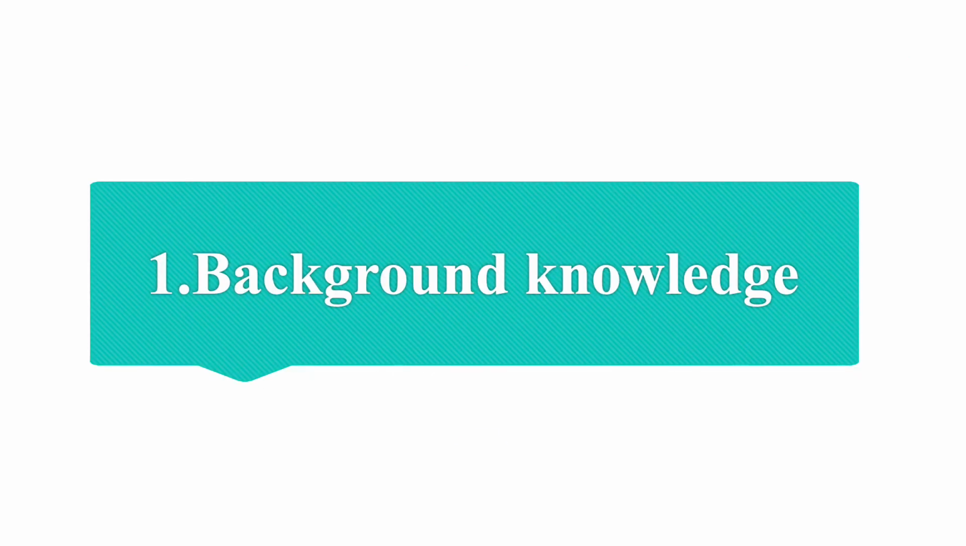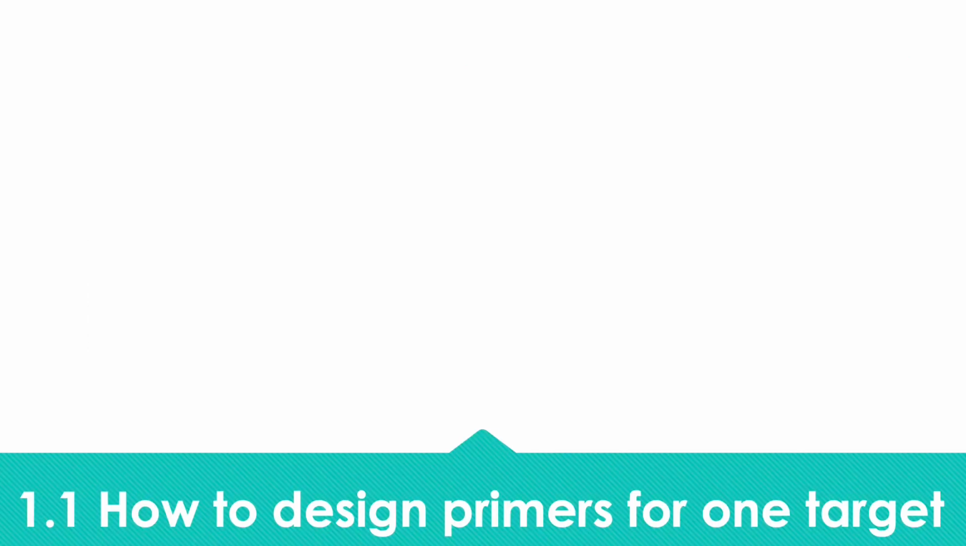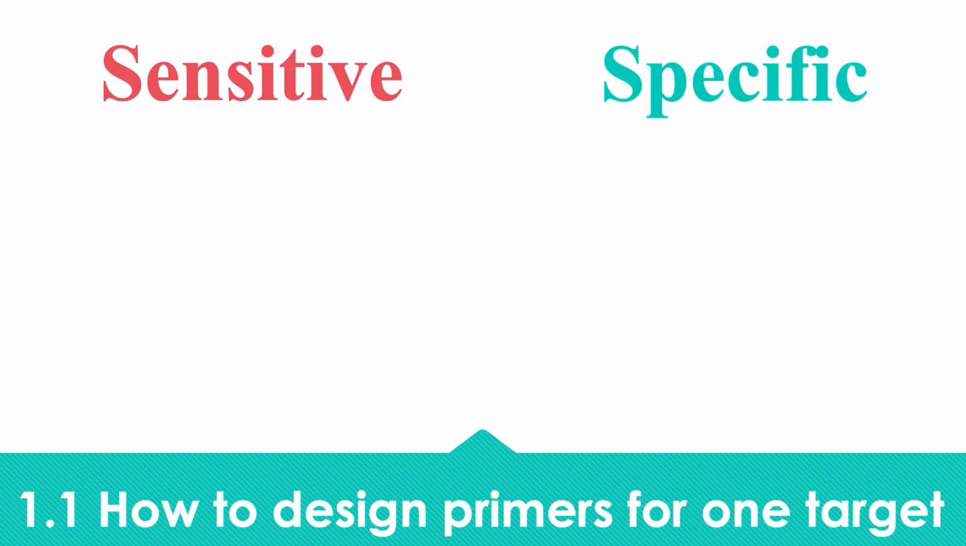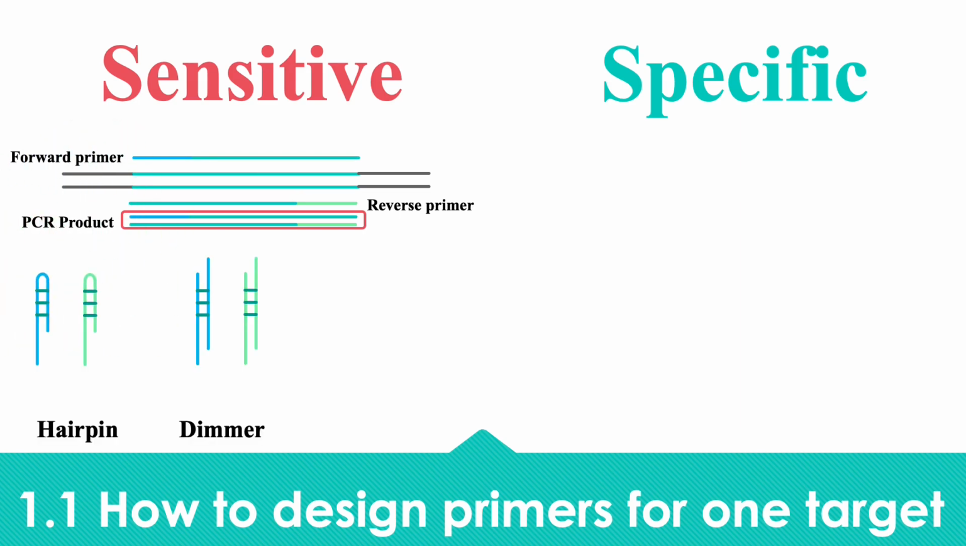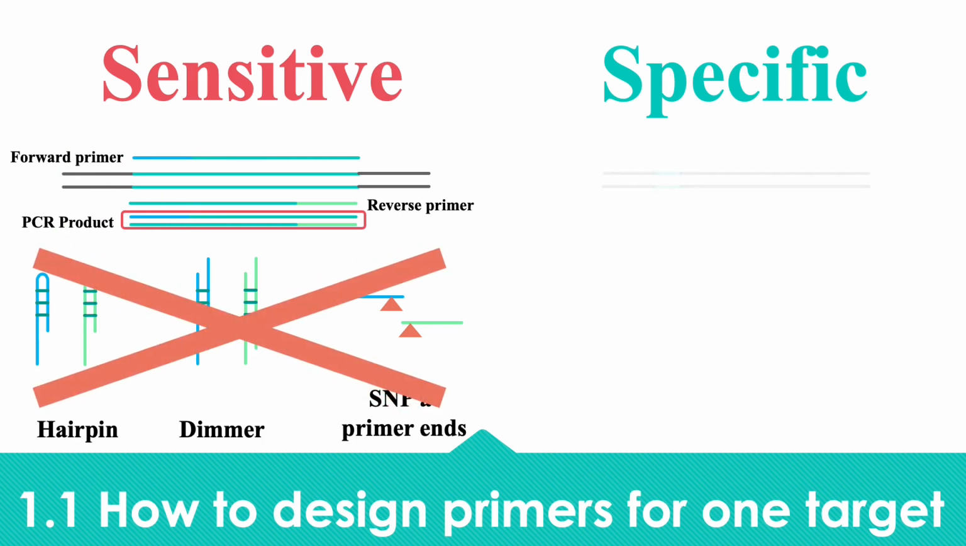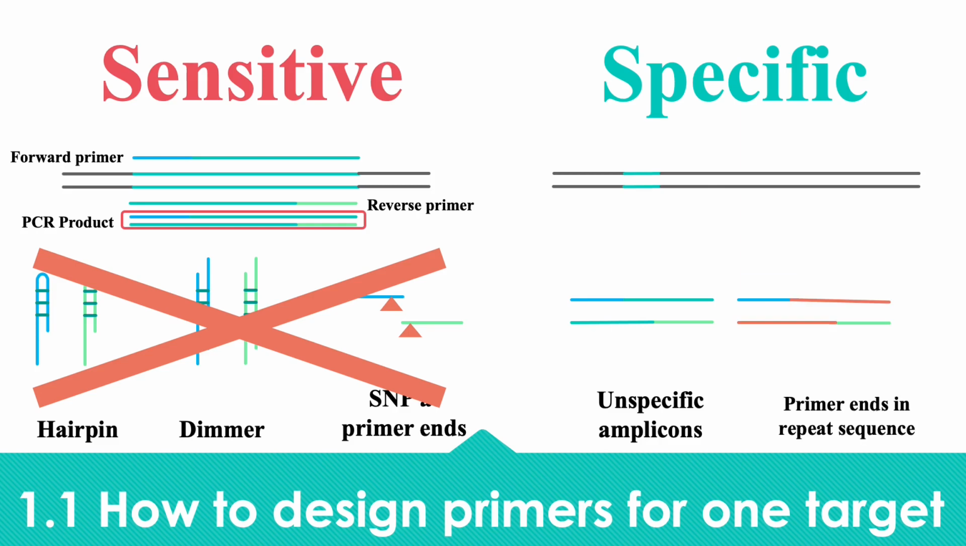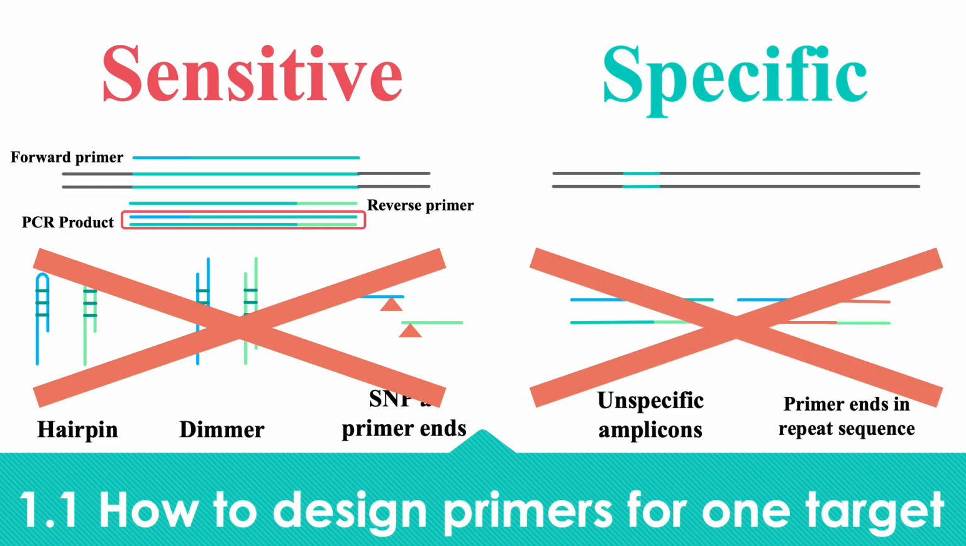Background knowledge: how to design primers for one target. Ideal primers should be sensitive and specific in the PCR reaction. Sensitive means primers can amplify products with high efficiency. Factors affecting primer efficiency, such as hairpin, dimer and SNP at the ends of primers, should be eliminated. Specific means primers should not generate nonspecific amplicons. Those primers, and primers located in repeat sequences, should be eliminated.